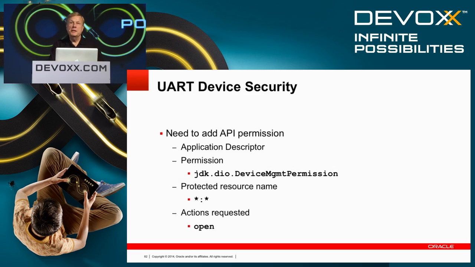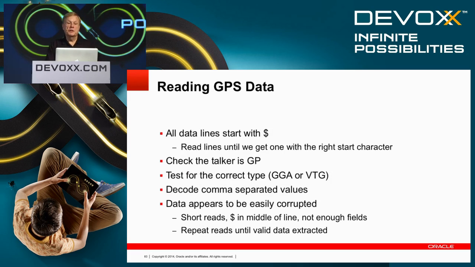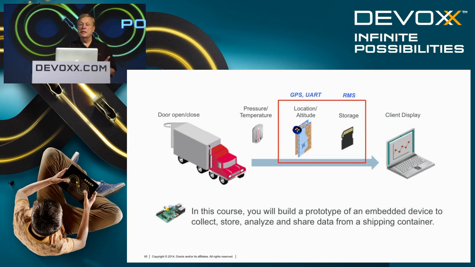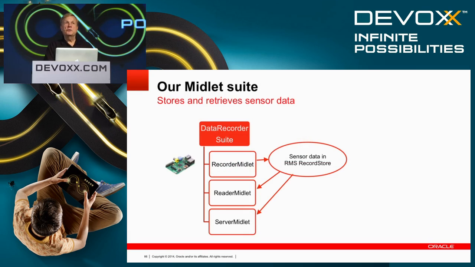So then we have some security considerations where we need to give it device management permission, and we do that in the emulator. And then there are some considerations in reading GPS data, where data lines start with a $, and the different things that I talked about before: GP, GA if it's position, VTG if it is velocity. And just a note that the data from that device gets easily corrupted. So you need to have some error handling, because if you got a corrupted piece of data, then just read the next line. Once we have the data, we're going to save it into the storage. There are a couple of ways to do that, and I'm going to show you that.